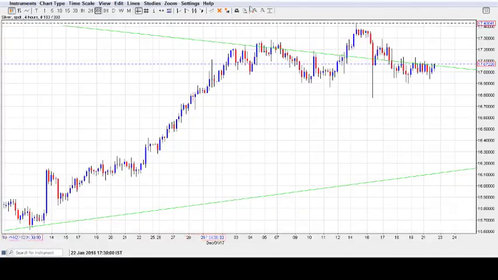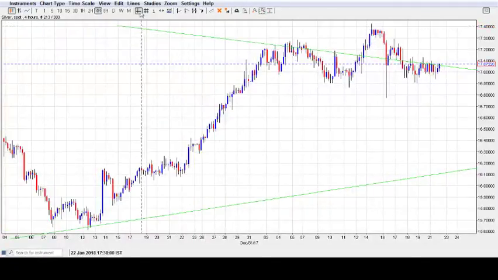All right. Another thing which you might want to keep note of is the 4-hour chart. Let's do a trend line here first.